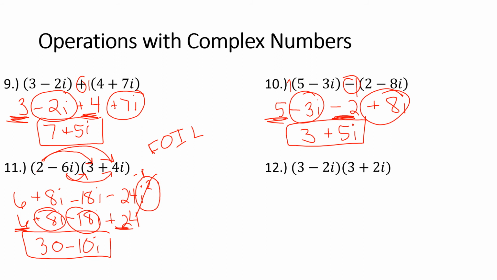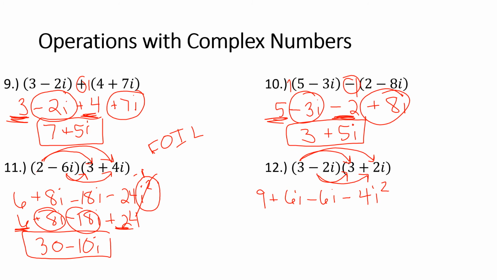Okay, let's try another one just like that. Number 12. This is a multiplication problem because you don't have anything in between your sets of parentheses. So we're just going to go through and distribute. 3 times 3 is 9. 3 times 2i is 6i. Negative 2i times 3 is negative 6i. And negative 2i times positive 2i is negative 4i squared, because i times i is i squared.